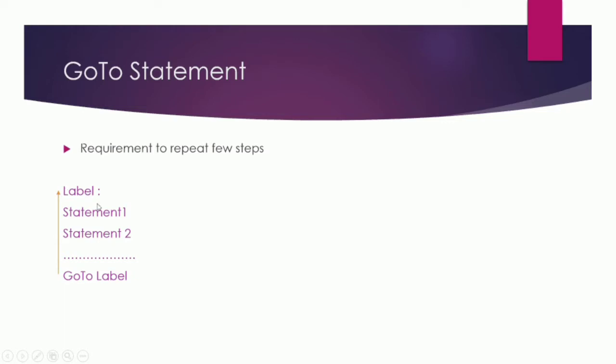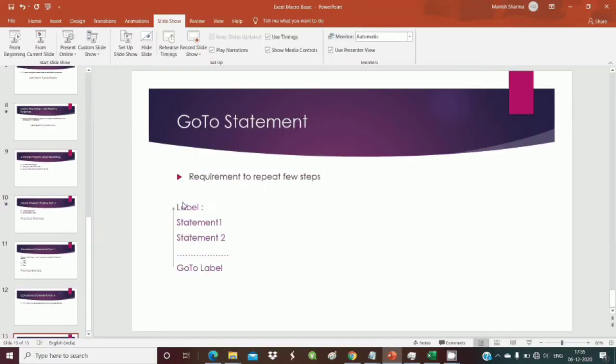These are statement 1, statement 2, and so on. When a certain condition is met and you have to repeat statement 1, 2 and so on again, then you can call this label. A label is basically the point from where the statements will be re-executed. This is how you can use your Goto label. I will show you with an example how we can use it, so let me move to Excel.